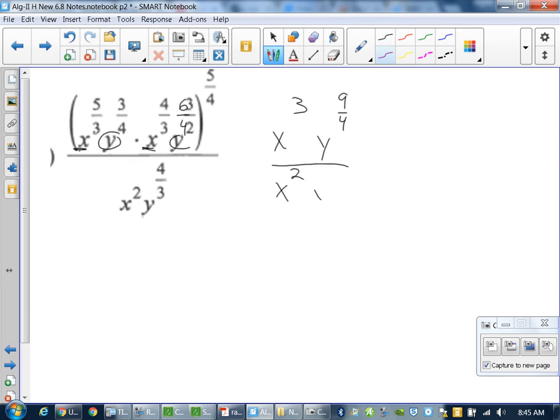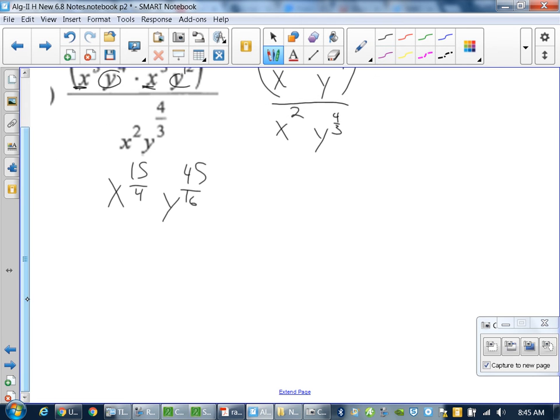Denominator, so I have x squared, y to the 4/3, and then this has to be the 5/4. Okay. Now distribute your exponent. So we multiply those out. You're going to get x to the 15/4, y to the 45/16. It's multiplying through. And then denominator we have x squared, but since I'm going to have to play war here, I'm going to write the squared with a base of 4, or denominator of 4, excuse me. So that would be 8/4. And then I have y to the 4/3. Play war with the x's, and you get 7/4 in the numerator.